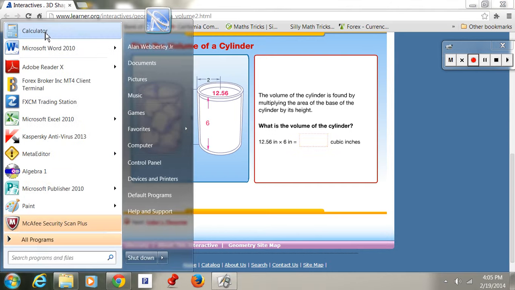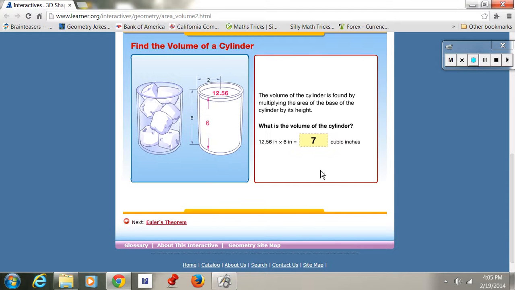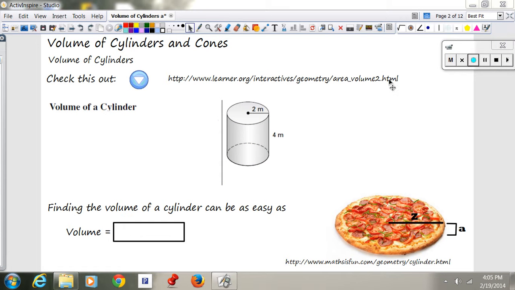So again, let's grab our calculator. 12.56 times 6, and it's going to be 75.36. You hit it, and you got a good job. Now you could practice with as many as you want. You could restart it, find the volume of another cylinder, and just practice and do as many as you want. The website is right on your notes, so you can go straight to that website and practice with volume.